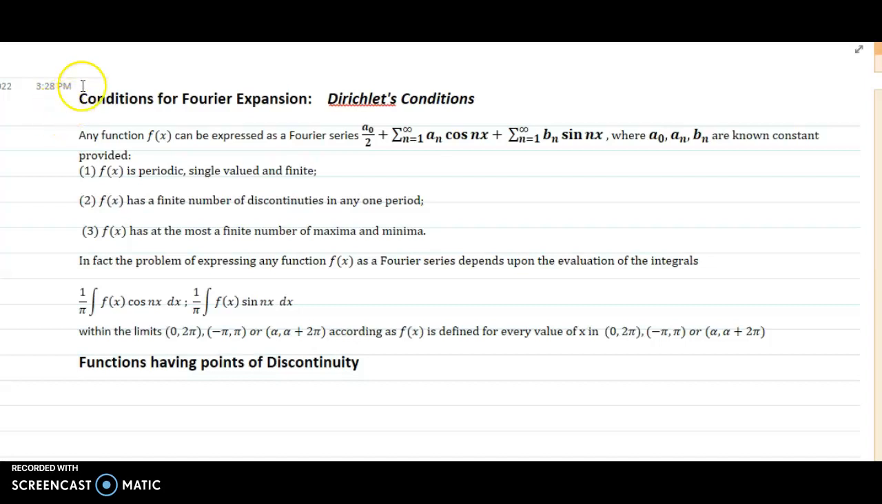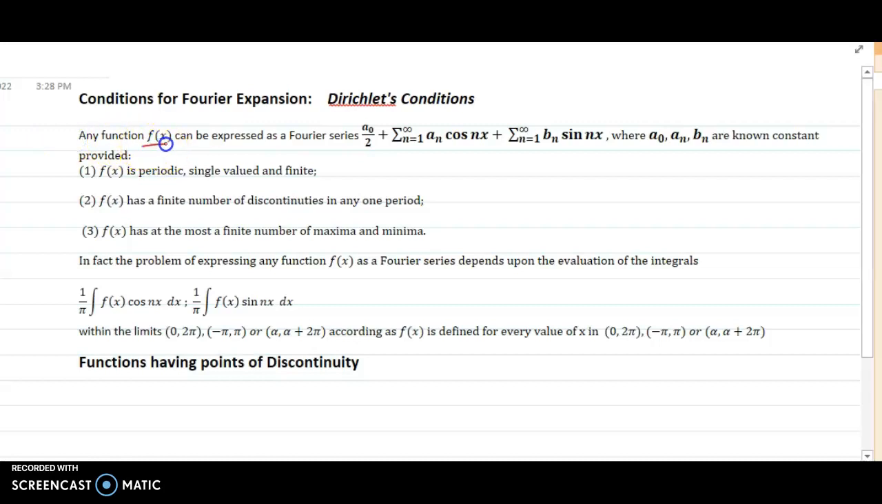Hi friends, in this video I will discuss the Dirichlet conditions required for the expansion of a function as a Fourier series, and will write the Fourier series of a function having points of discontinuity.